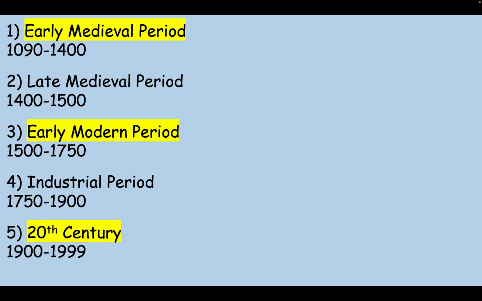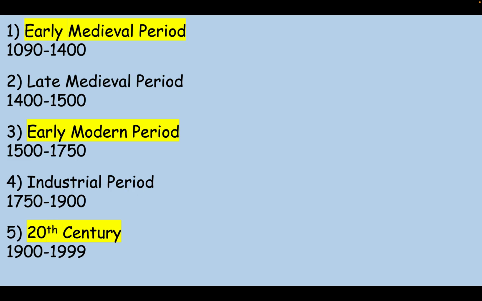Right, so when revising for Skipton Castle, the best thing to do is to focus on the big three periods that I've highlighted on the screen. You've got early medieval, which is 1090 to 1400, early modern, 1500 to 1750, and then the 20th century, which is 1900 to 1999. The late medieval and the industrial periods are there for completeness, and we'll talk about them a little bit.